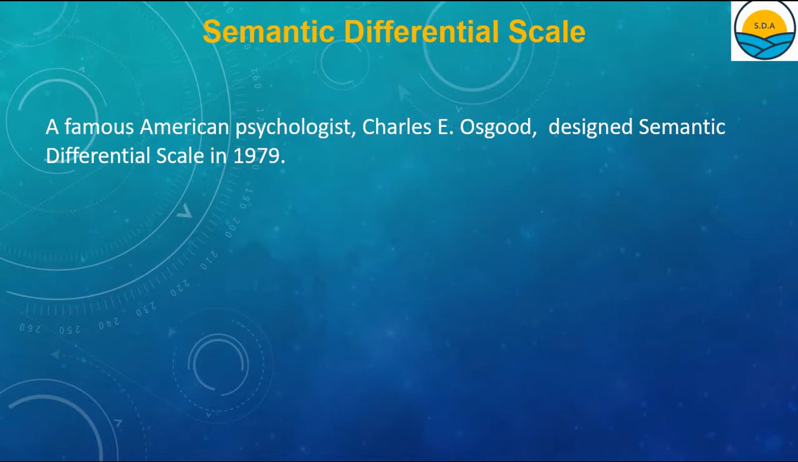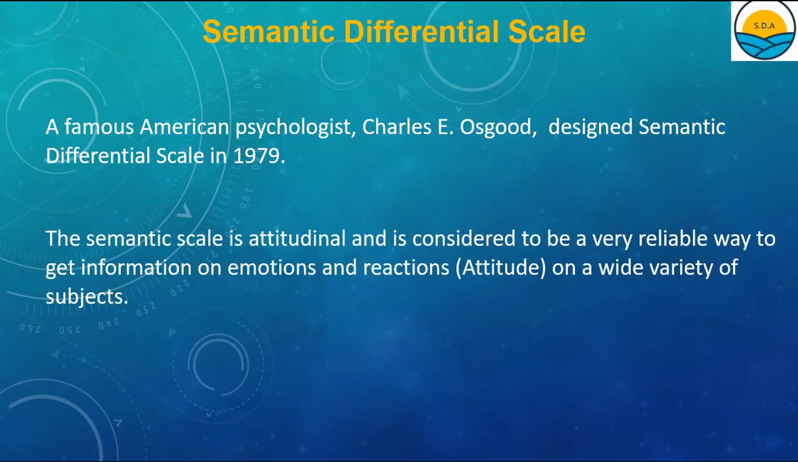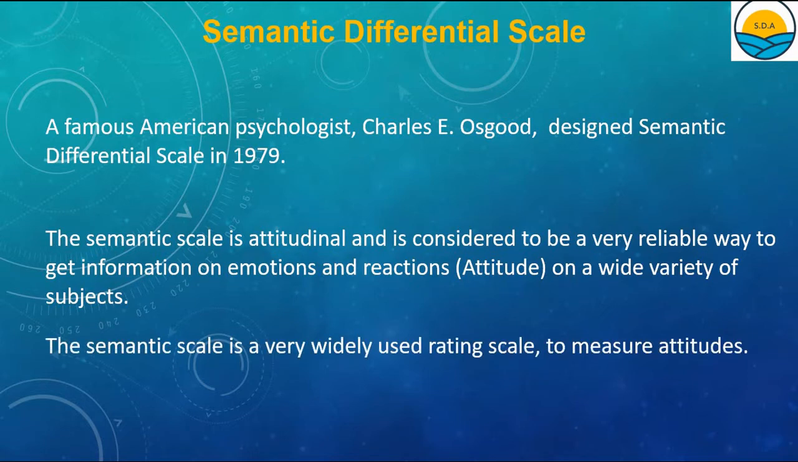Semantic differential scale was designed by famous American psychologist Charles E. Osgood in 1979. Semantic scale is an attitudinal scale and is considered to be a very reliable way to get information on emotions and reactions, which we also call attitude, on a wide variety of subjects. Semantic differential scale is a very widely used rating scale to measure attitude.